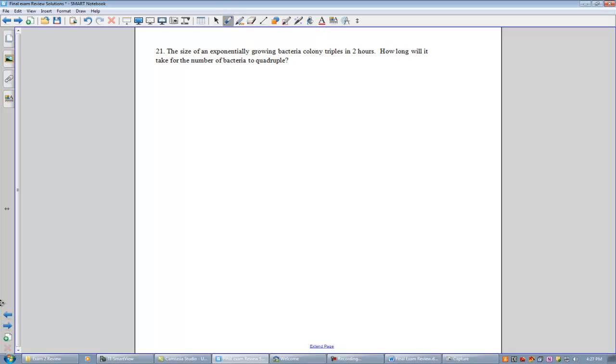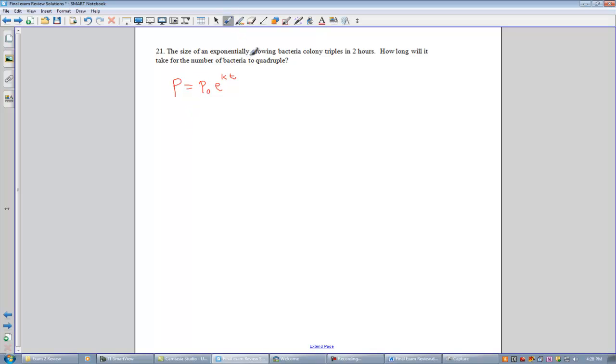On number 21, it says the size of an exponentially growing bacteria colony triples in 2 hours. How long will it take for the number of bacteria to quadruple? All right, so remember this is using the exponential function. So the idea is write down the formula, right? So it's P equals P naught e to the kt, and use this formula to figure out the time it will take for the bacteria to triple.